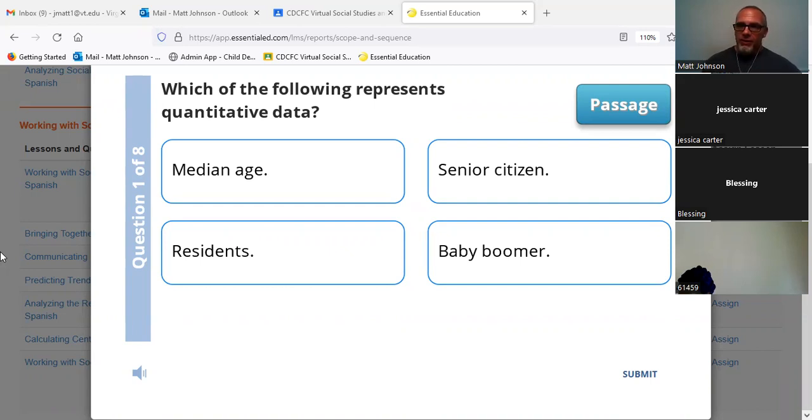Qualitative data shows you the quality of something. Senior citizen, that's a quality of an individual. Baby boomer, that's a quality of somebody. Residence, that's a quality of somebody. Median age, that's a calculation. So that is our quantitative data.